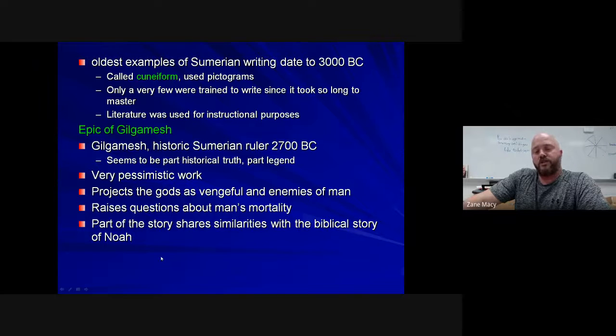When I say it raises questions about man's mortality, the point that it drives home, the moral of the story from the gods to the Sumerians, to the Babylonians, was accept your place in life. Immortality was not meant for man. That's why they are mortal.